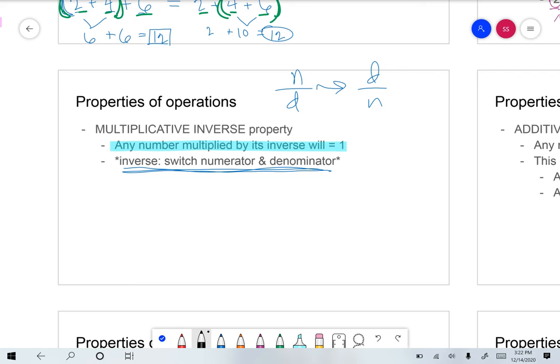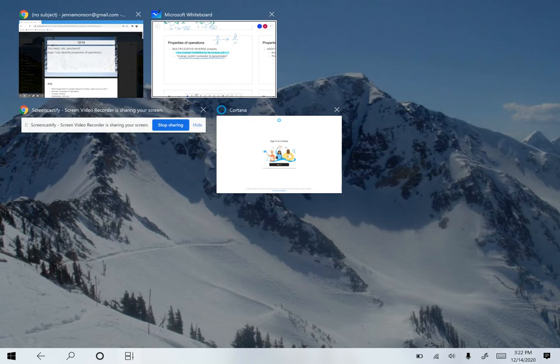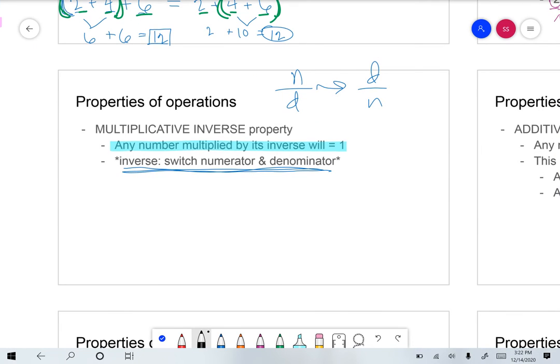Let's say we have the fraction 5/2. The inverse of that would be 2/5. Remember, we're just swapping the numerator and denominator. If we were to multiply 5/2 with its inverse, 2/5, we should get 1. So let's check that out.